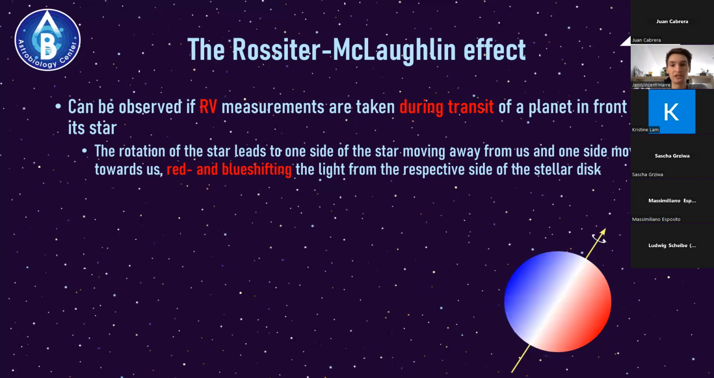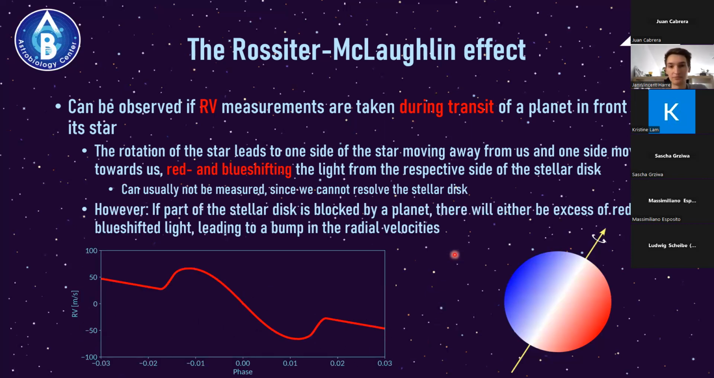And usually we can't resolve this. We can't resolve the stellar surfaces. But if there is a planet transiting, then a small portion of the stellar disk will be blocked, leading to either an excess of red or blue shifted light, which will then lead to a bump in the radial velocities. So what we see here in the bottom left is also a radial velocity curve. It's just zoomed in quite a lot. The x-axis only goes from minus 0.03 to 0.03 in the phase range of the planet.